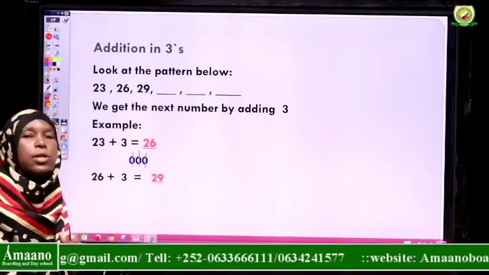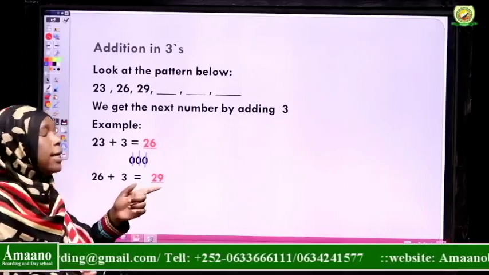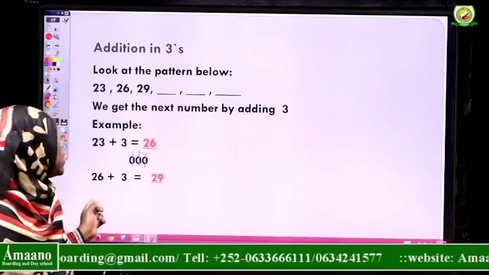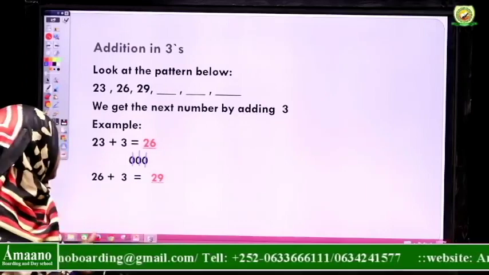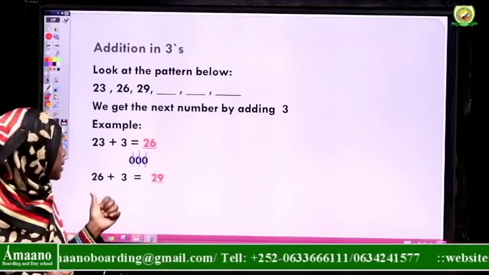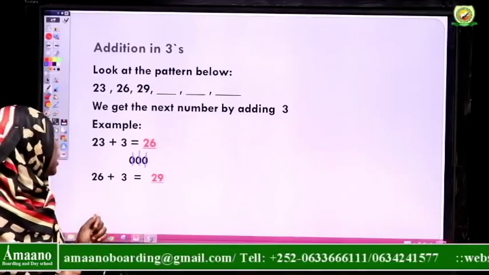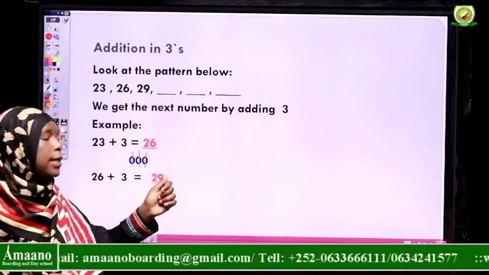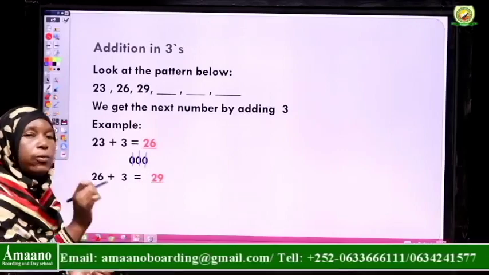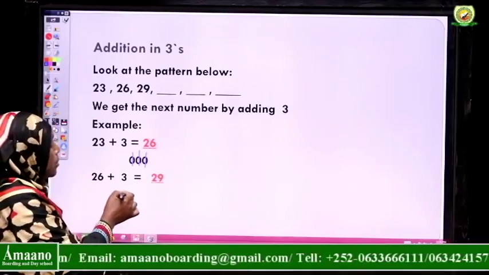Now, let us go to the next number. How do we get to the next number, children? For us to be able to get to the next number, it is 26 plus 3. If we have 26 plus 3, what will we do? We will add how many zeros? 1.